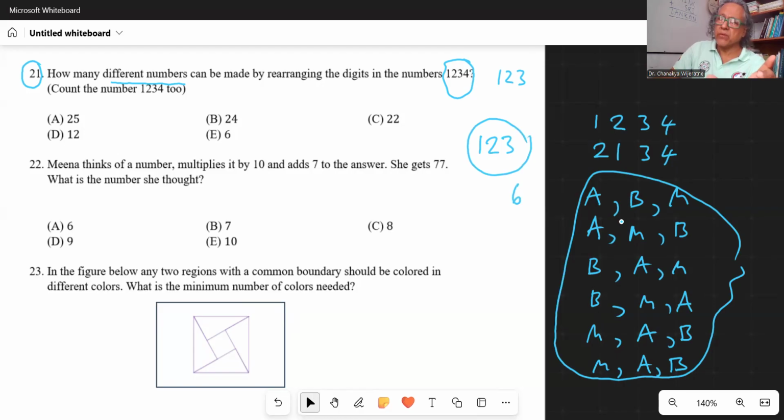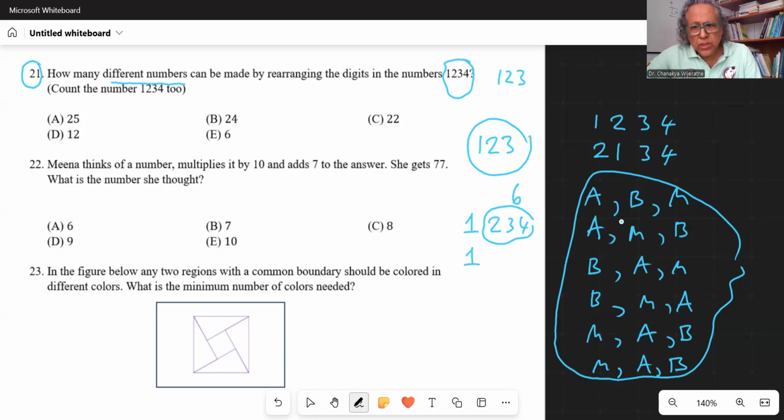Now, in the given problem, we have 4 digits, right? Now, we can start with the thousands digit, right? It has 4 choices. So we can start with 1, right? And then we have the digits 2, 3, 4. And we can rearrange these 3 digits in 6 ways. Starting with 1, there are 6 numbers, right? So I'll write them quickly.